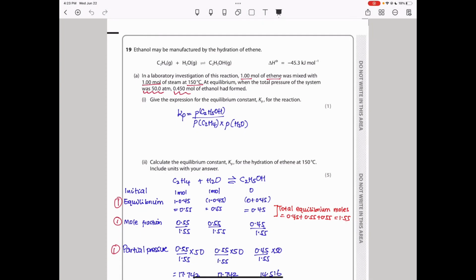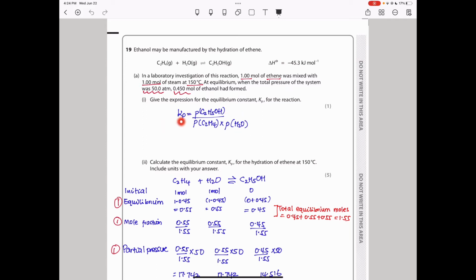Question 19: ethanol may be manufactured by the hydration of ethene. We can see this is ethene, that is water, of course this is a gas, so this is steam, reacted to produce ethanol. The enthalpy change for this reaction is given as that, and this is a reversible reaction. They say in a laboratory investigation of this reaction, 1 mole of ethene was mixed with 1 mole of steam at 150 degrees Celsius. At equilibrium, when the total pressure of the system was 50 atmospheres, 0.45 mole of ethanol had formed. The first question is, give the expression for the equilibrium constant Kp for the reaction.